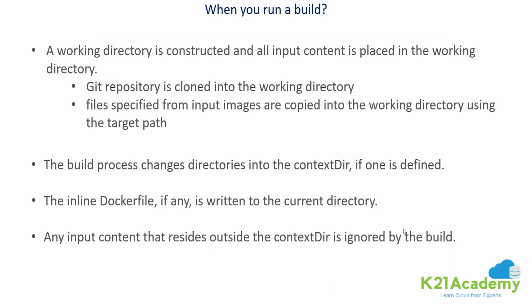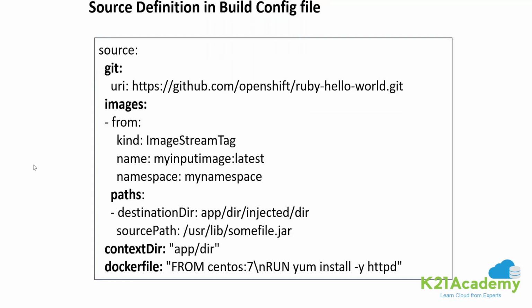So when you run a build, what happens? That is what I want to tell you. When you run a build, a working directory is constructed and all input content is placed in the working directory, right? So the Git repository is cloned into the working directory. Files specified from input images are copied into the working directory using the target path. So this is what I was trying to say. This is the working directory. Destination directory is nothing but a working directory.